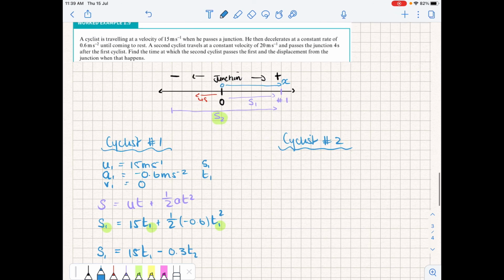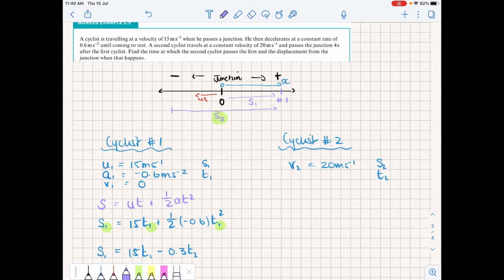Okay, let's look at the information we're given for cyclist number 2. Cyclist number 2 is traveling at a constant velocity, so we just have a velocity of 20 meters per second. Again, we don't know the distance or the time where these two will pass, so we would like some kind of function that could give us any time with respect to this person's velocity. Now this is constant velocity, so we would like an equation for displacement for the second cyclist with whatever time the second cyclist is traveling.